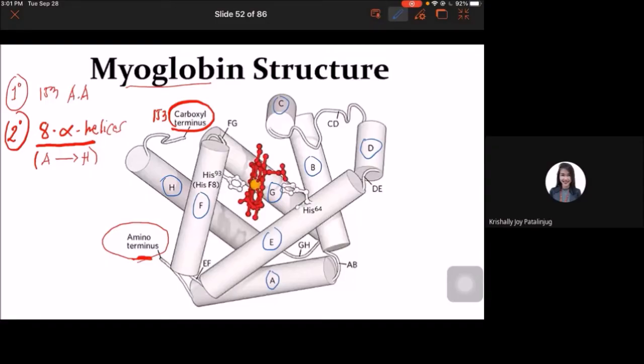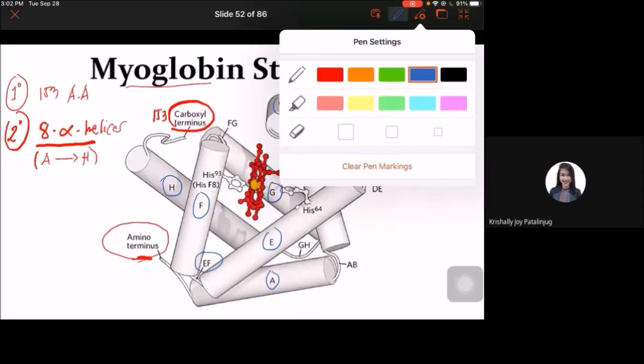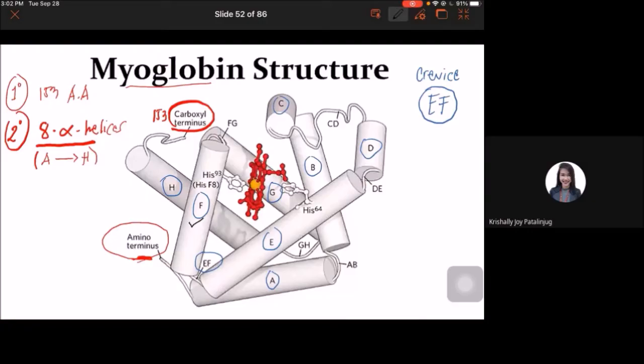Now, another important feature that you have to take note on the structure of myoglobin is the crevice. The crevice that we can observe, particularly in the EF alpha helices. Okay? So ito yon, di ba? As you can see, in between this one, the F alpha helix and the E alpha helix, meron kang makikitang crevice. When you say crevice, para siyang butas or hole.